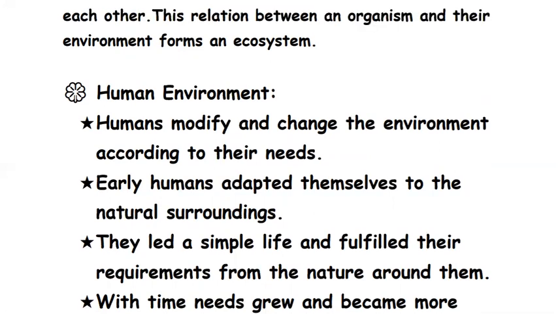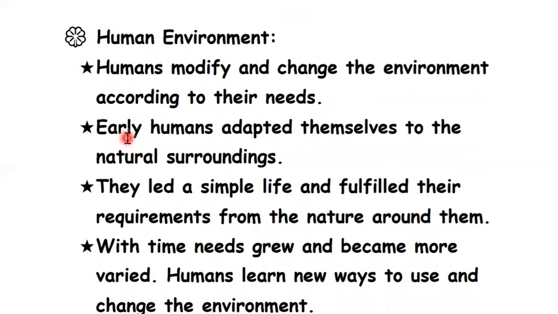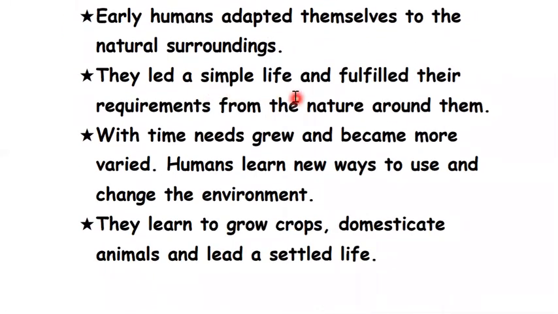But now let's see about the early humans. Early humans were not like this. They didn't change the environment according to their needs. They adapted themselves to the natural surroundings. They changed themselves to adapt to the natural surroundings. They led a simple life and fulfilled their requirements from the nature around them. They led a very simple life, no complications. Today also we fulfill our requirements from nature, but we have made factories and other things also which destroy the nature sometimes.